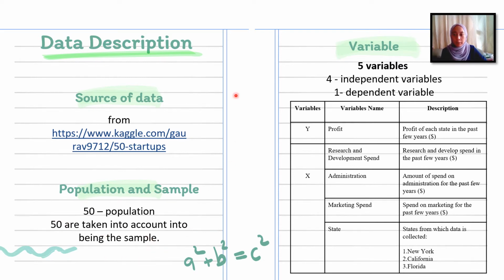As for our variables, we have 5 variables in our data, consisting of 4 independent variables and 1 dependent variable. Our dependent variable is profit, which consists of the profit for each state for the past few years. Our independent variables are research and development spend, administration, marketing spend, and state. Our state variable consists of 3 states, which are California, Florida, and New York.